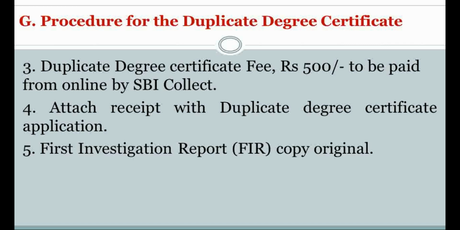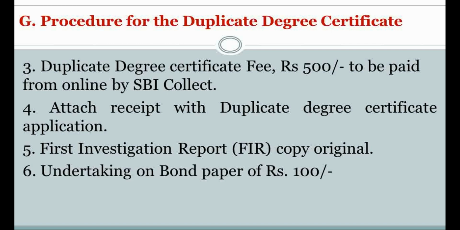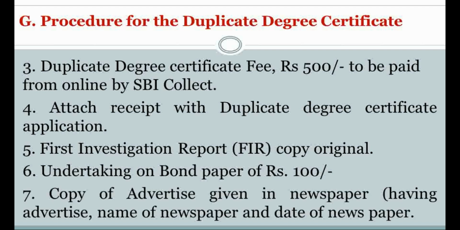The next document required for this process is the FIR report. The original copy of the FIR you also have to attach with this application. Next you have to make an undertaking on bond paper of 100 rupees, and attach this undertaking to the application for the duplicate degree certificate. The copy of the advertisement given in the newspaper you also have to attach. In the case of the advertisement, you have to give the name of the newspaper and the date on which your advertisement was published. So all these details you have to attach with this application.